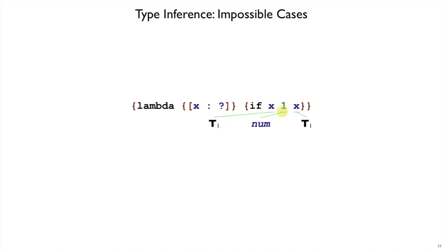Meanwhile, it'll check that the then and else branches have the same type, which would try to force t1 to num. And so it's not going to work out. You can't make t1 be both bool and num, and that's why the type checker and type inference will have to reject this program.